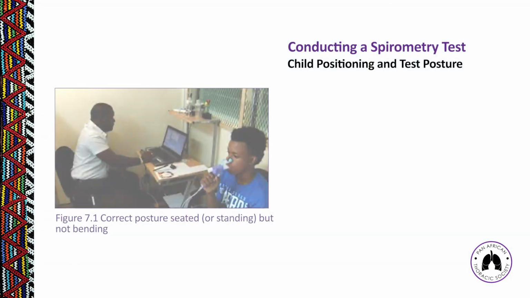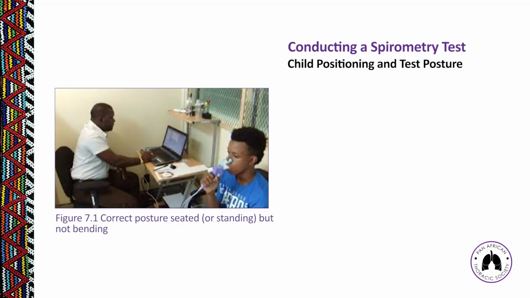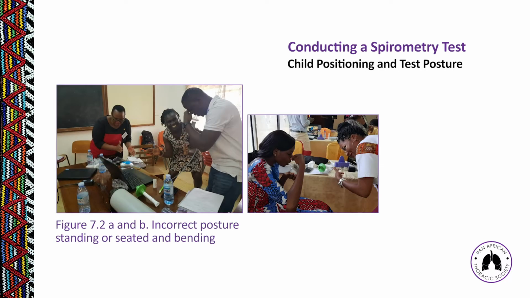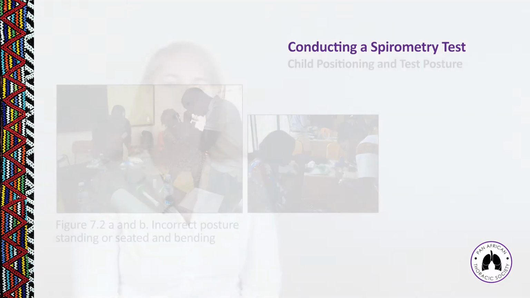If you look in figure 7.1, this is a picture of a child who is sitting up straight and blowing into the spirometer with his head elevated, with his chin at a right angle to his body, and he's not bending over. But in figure 7.2, in both of those, you can see that these subjects are bending over. So they are not staying upright. So seated or standing, that is incorrect. They need to be staying upright when they do the test itself.